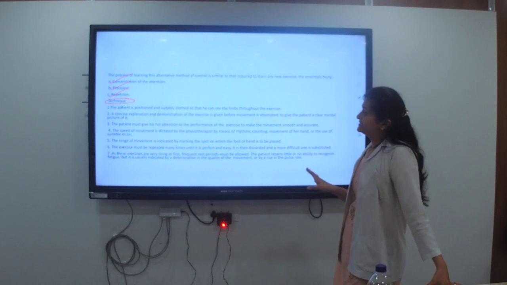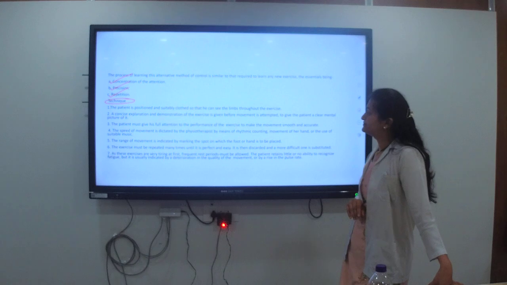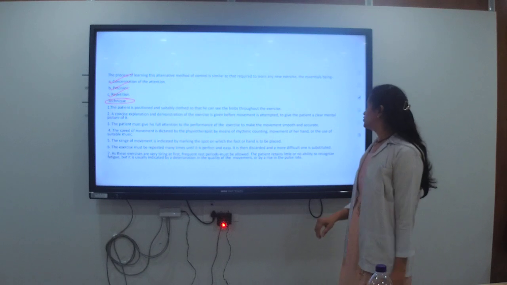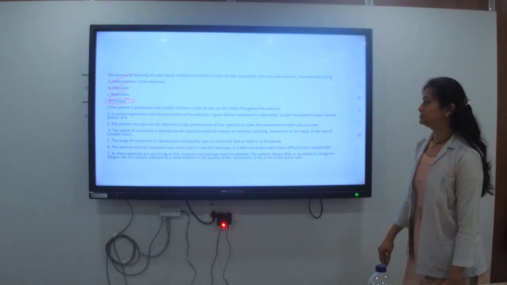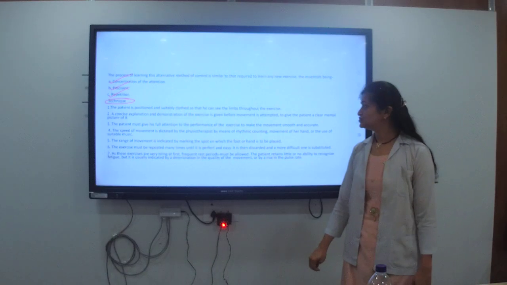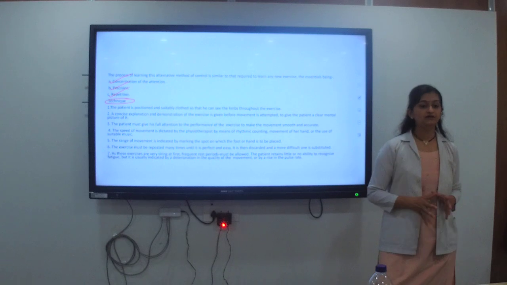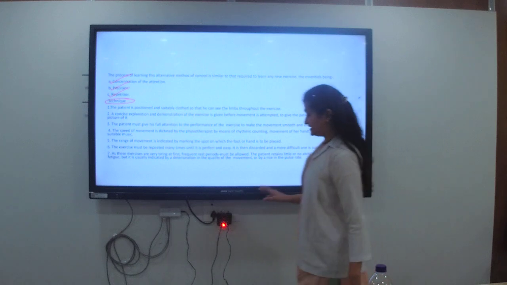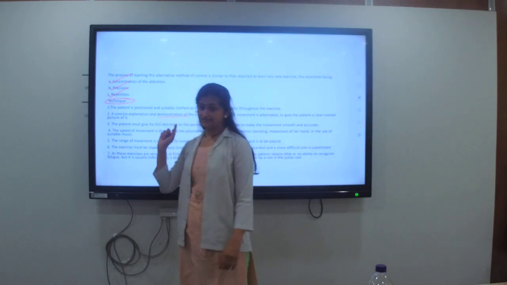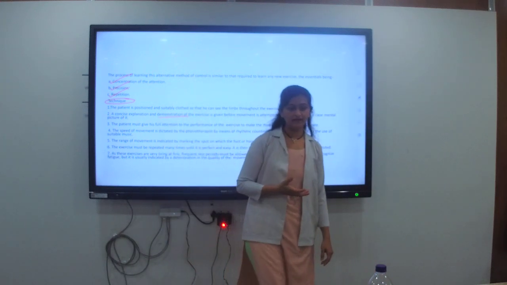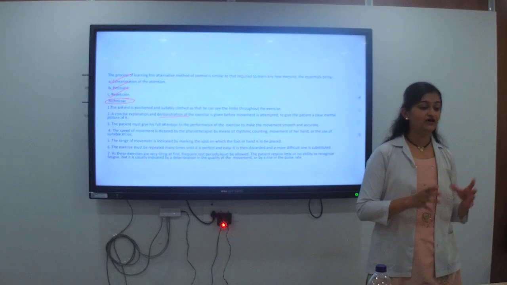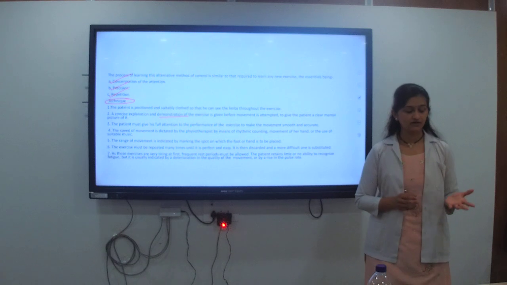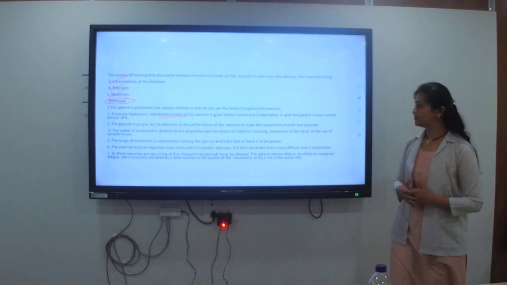Second technique: a concise explanation and demonstration of the exercise is given before movement is attempted, to give the patient a clear mental picture of it. So first you have to explain properly to the patient what exercises are to be carried out. Even if some patients do not understand, then you have to demonstrate to them where to keep the leg and how to perform the exercise. So before actually starting, you can demonstrate.